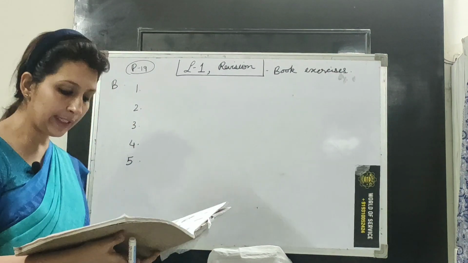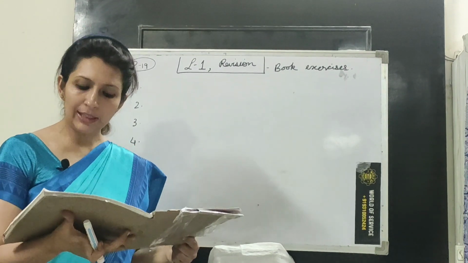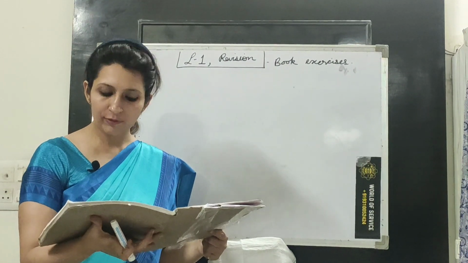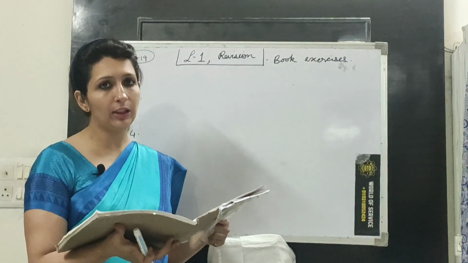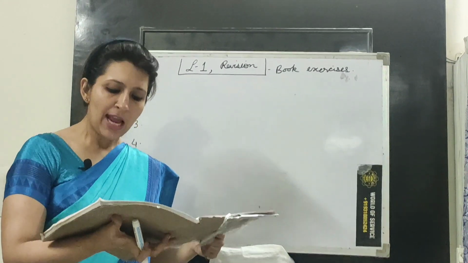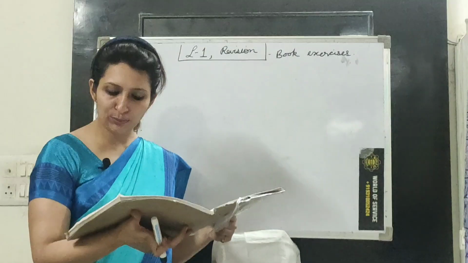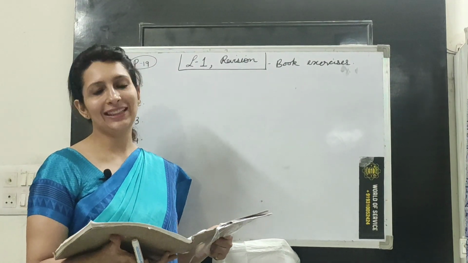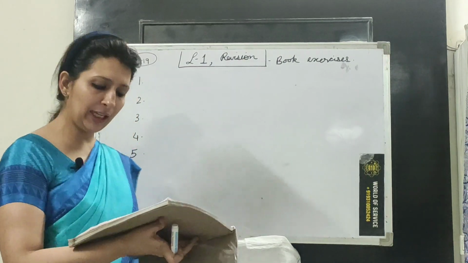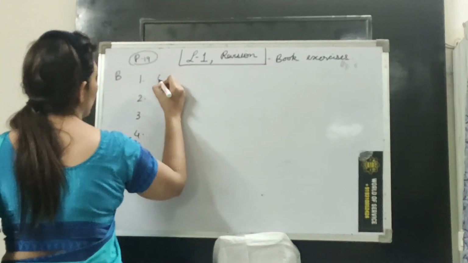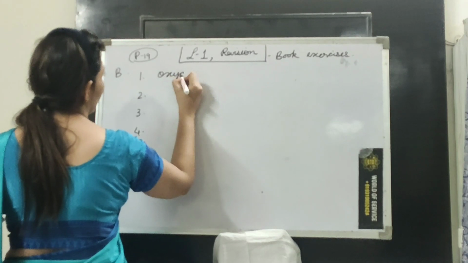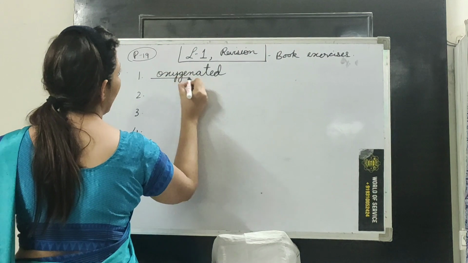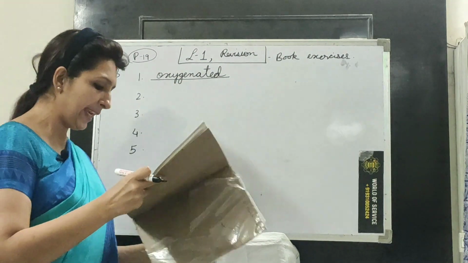Children, now let's come to the B part. Fill in the blanks with correct word. Now already the words are given in the box. You need to choose the correct word and then fill up. So first one, arteries carry dash blood from the heart to the body parts. Which blood? Yes, oxygenated blood. So oxygenated is the correct answer.